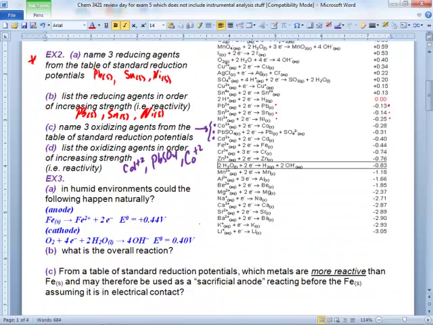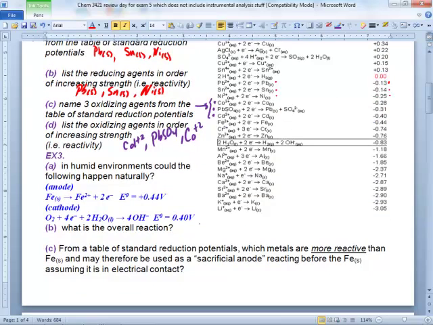In humid environments, could the following happen naturally? Jamesa. We've got an anode and a cathode reaction. Essentially, you have some iron solids stuck in some water. Could these reactions happen? Yes. You add them up. It's a positive number. See what she did?